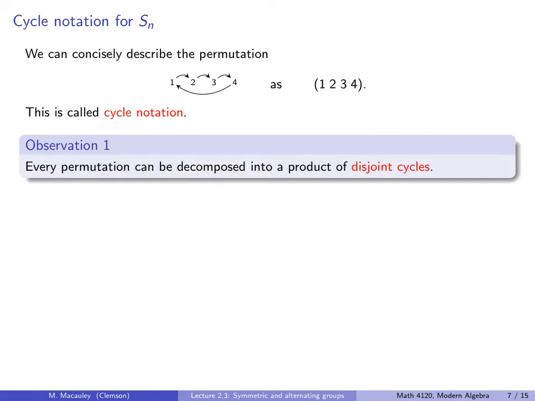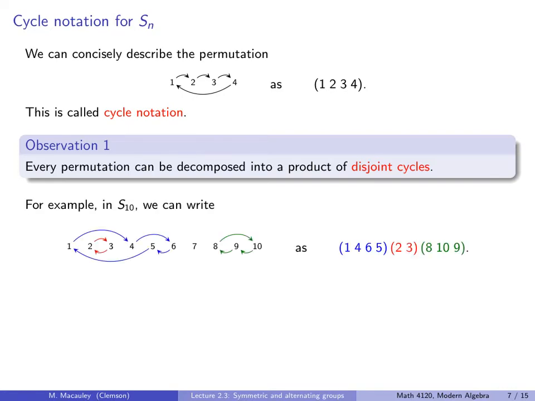So first observation is every permutation can be decomposed into a product of disjoint cycles. For example, in S10, we can write this permutation here as 1 goes to 4 goes to 6 goes to 5, 2 goes to 3, and 8 goes to 10 goes to 9, right there.